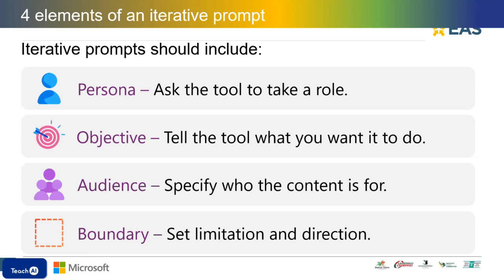And then we need to create a boundary. We need to set the limitation and give it directions on the responses that we're trying to create. So that is a kind of 4-step process to creating an iterative prompt.